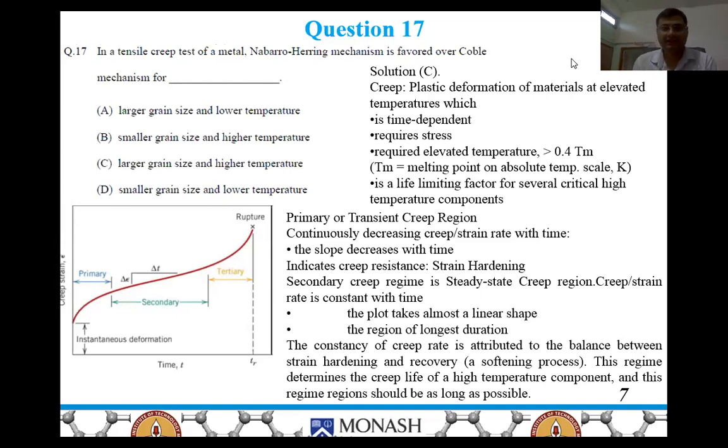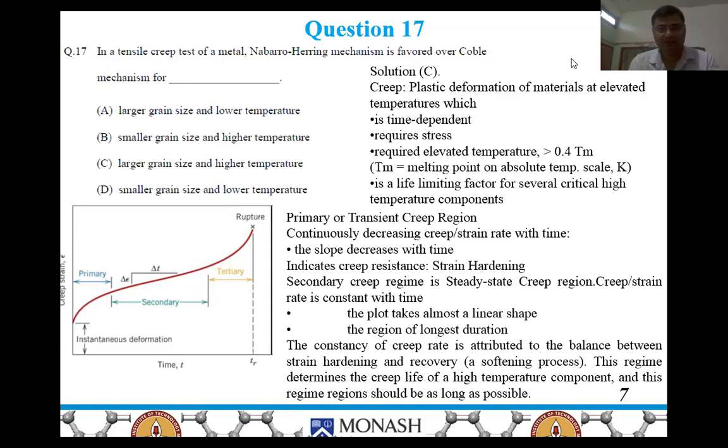Question number 17. In a tensile creep test of a metal, the Nabarro-Herring mechanism is favored over the Coble mechanism for: option A, larger grain size and lower temperature; option B, smaller grain size and higher temperature; option C, larger grain size and higher temperature; option D, smaller grain size and lower temperature. So first we need to understand what creep is.